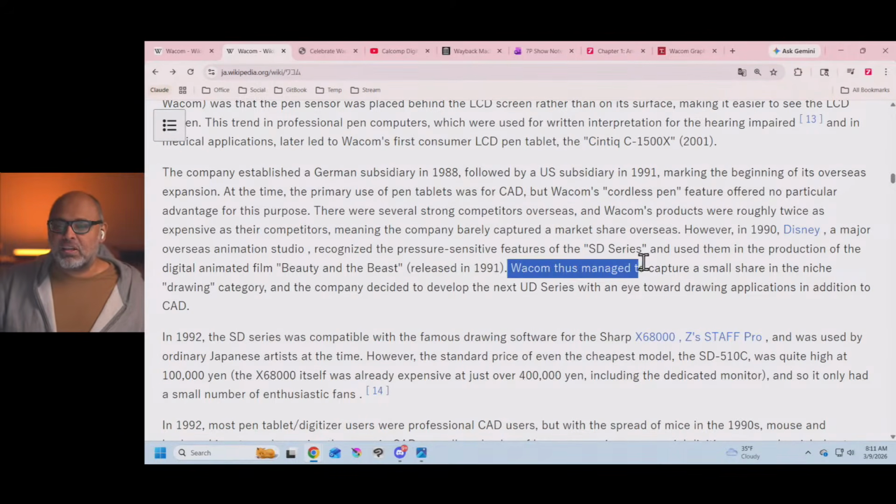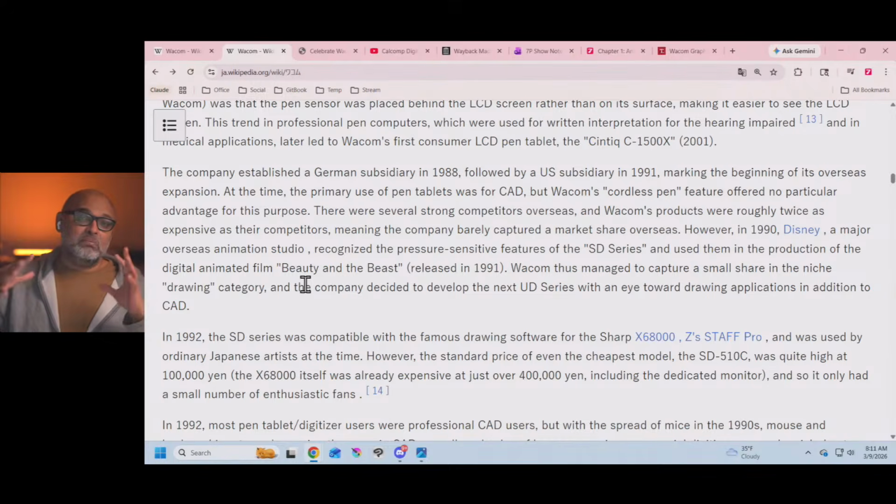So, they did Beauty and the Beast. Wacom thus managed to capture a small share in the niche drawing category. So this is important because, again, most people are just using this for CAD, right? And at this moment, 1991, people aren't drawing on their computers. People like us didn't exist, right? People in their homes drawing. I mean, we existed in the sense that I had software on my Atari where I drew with a joystick. Have you ever tried drawing with a mouse? You know how much that sucks? Try drawing art with a joystick where you have to move a 1-pixel pointer up and down bit by bit.